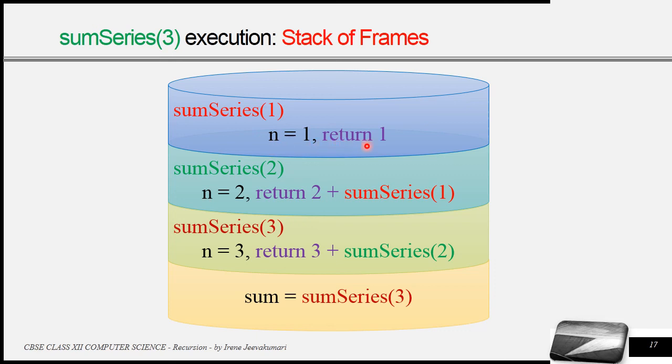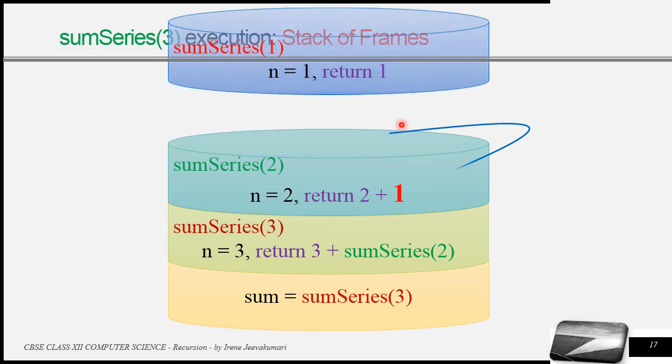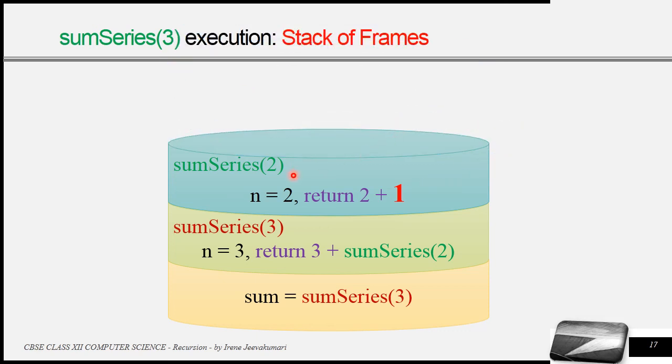The return statement returns the value 1 to the function call SumSeries1 from where it was called. It was called from here. So the value 1 will be returned to the function call statement SumSeries1. After returning the value 1, the topmost frame will be removed from the stack. So the currently executing frame is SumSeries2.